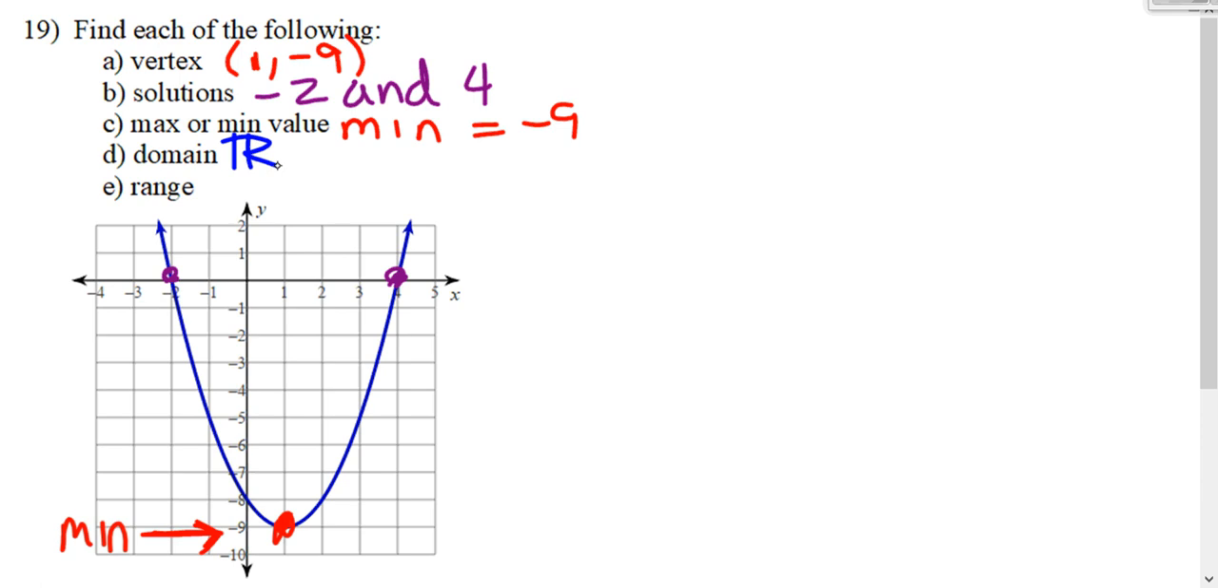Now the range is what you would get if you squashed it onto the y-axis. So if you completely squash that thing flat onto the y-axis, it's only going to go from -9 up. And so we would say something like y is greater than -9, or you could say something like -9 to infinity if you wanted to. Either way.